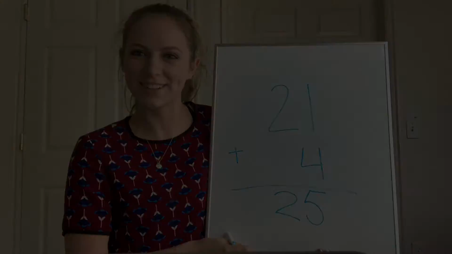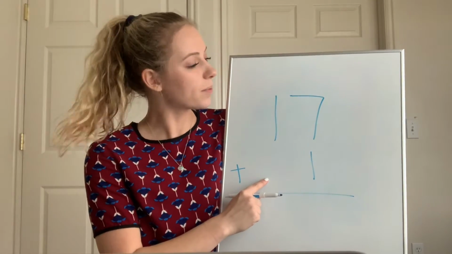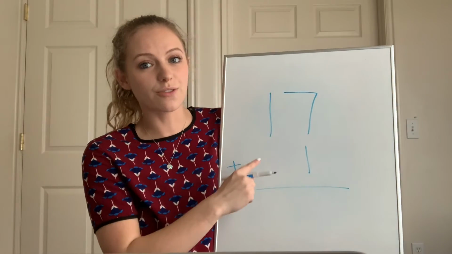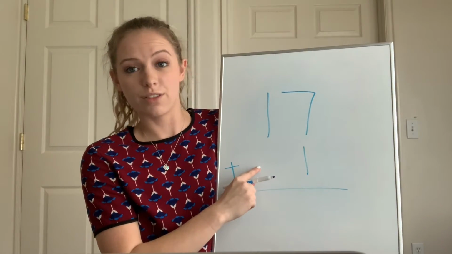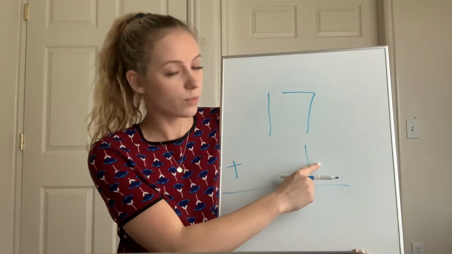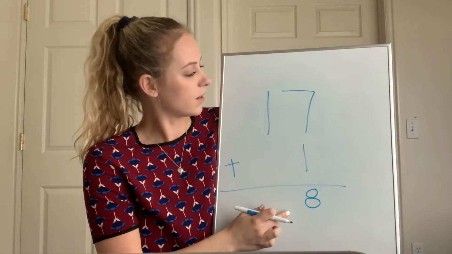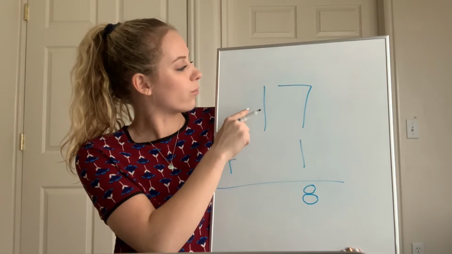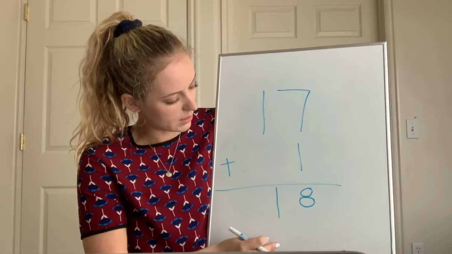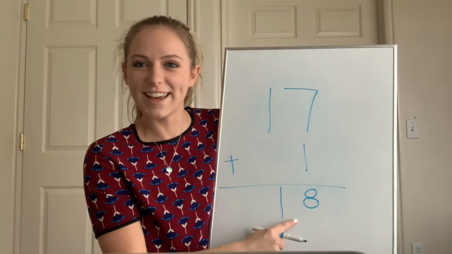Let's do another example. This problem is 17 plus 1. Remember, we always line up the place values in our addition problem. So we have the ones over the ones and the tens over the tens. And we always start in our addition in the ones place. So we're going to do 7 plus 1, which equals 8. So we're going to write 8 underneath the ones place. Now let's move on to the tens. We have 1 plus 0 equals 1. So we're going to write that 1 in the tens place. So now we know 17 plus 1 is 18.